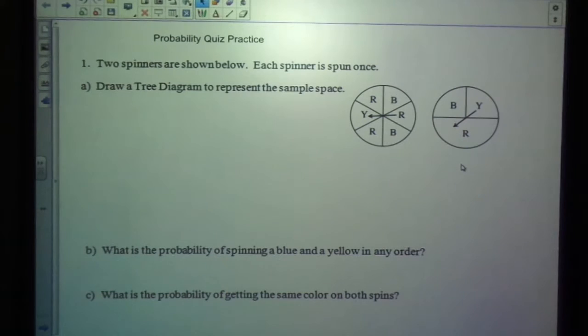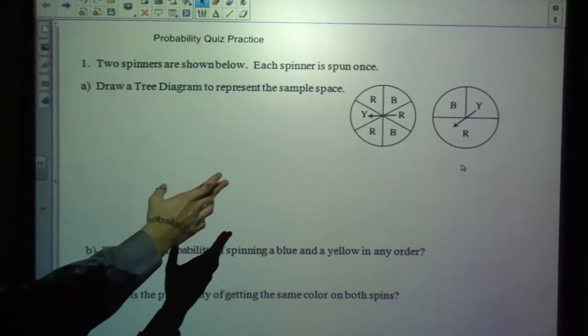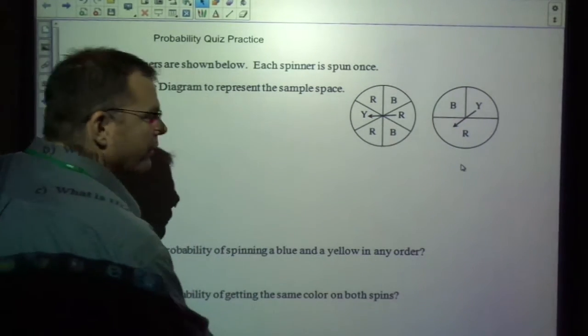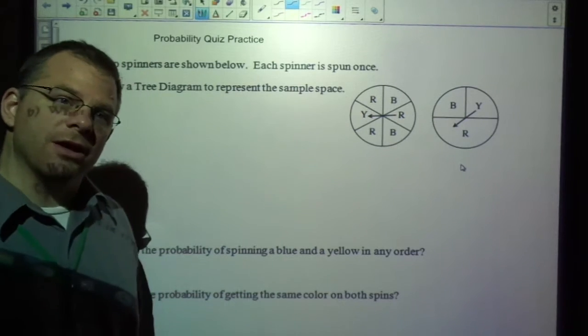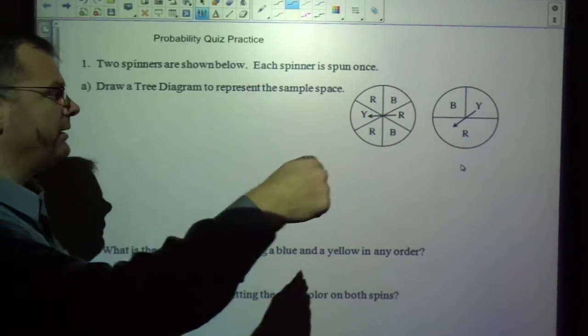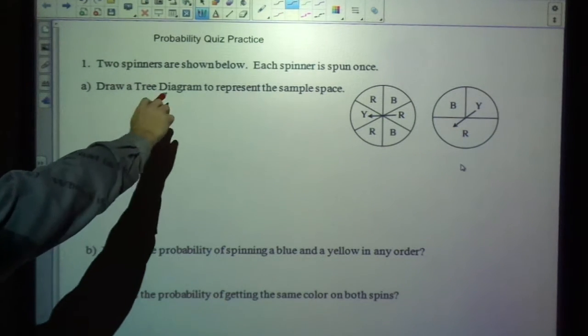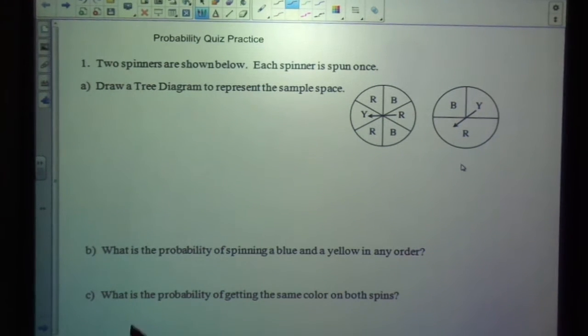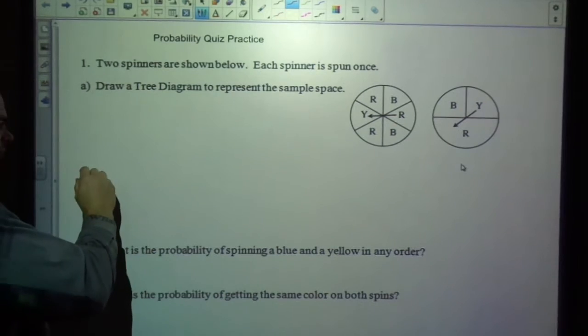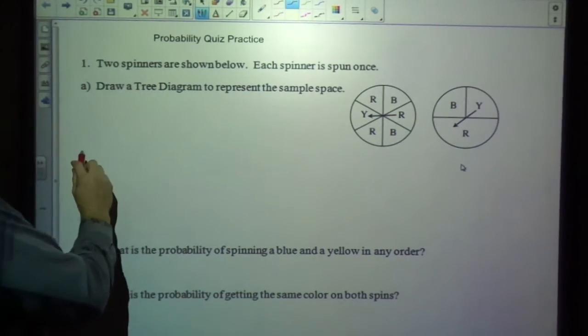Here we've got two spinners. We're going to spin one and then we're going to spin the next. So those are independent events because the outcome of one does not change the probability of the next. So we can do an area model for this, although it says to draw a tree diagram, so we could do that as well. So the first spinner, let's make the options for the first spinner.